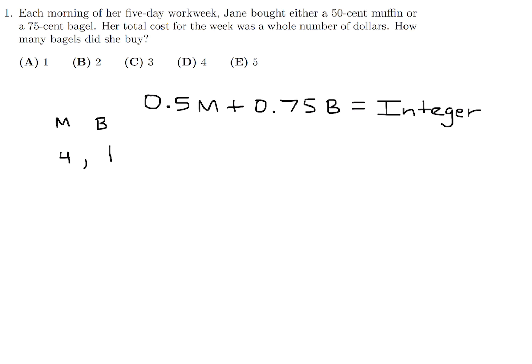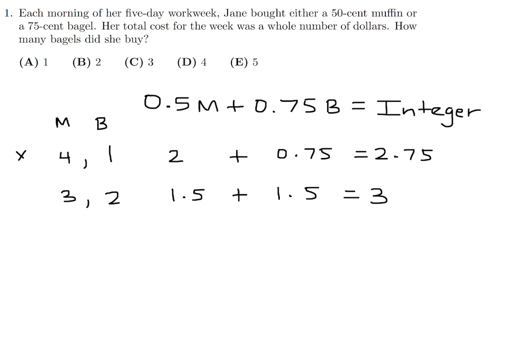So that means this would be 4 times 0.5, which is 2, plus 1 times 0.75, which is 0.75, and that is equal to 2.75, which is not an integer. So this is wrong. Let's go to 2 bagels and 3 muffins. That would mean 1.5 for that cost, and then 2 times 75 cents is 1.5, and that equals 3, which is indeed an integer. So that means B must equal 2. So number 1, the answer is B.